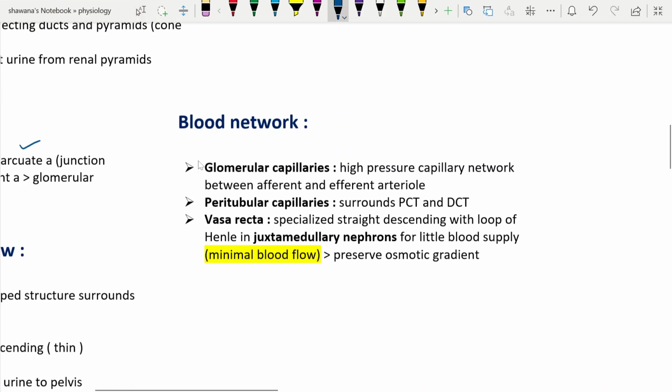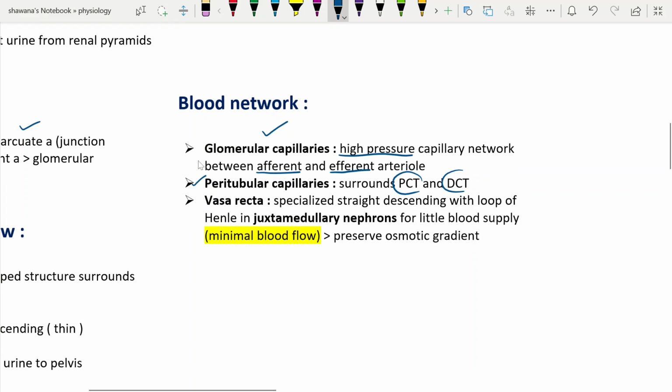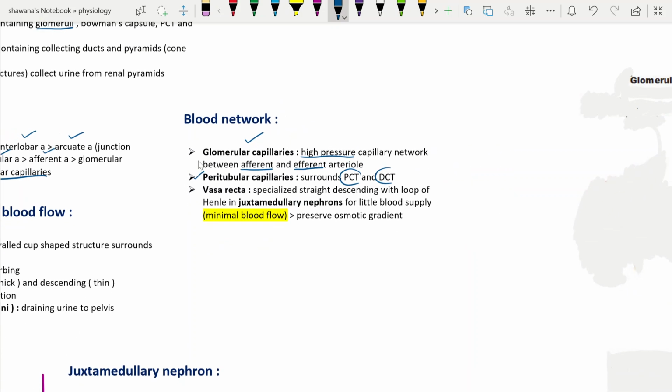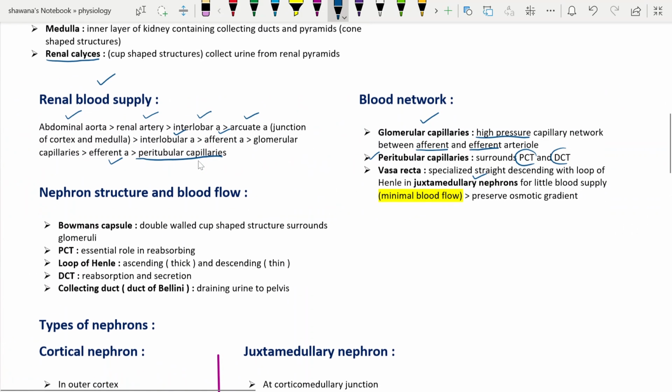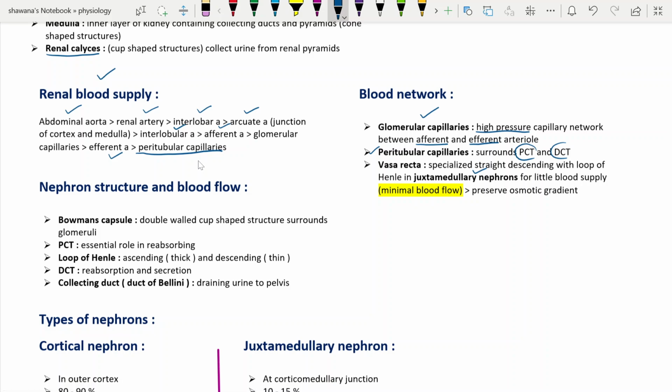So, okay, the blood network. As I've told you, glomerular capillaries are a high pressure system in which there is an afferent arteriole and efferent arteriole. The peritubular capillaries surround the PCT and DCT for the reabsorption process. What are vasa recta? Vasa recta are the specialized descending loops which are present only in the juxtamedullary nephrons.